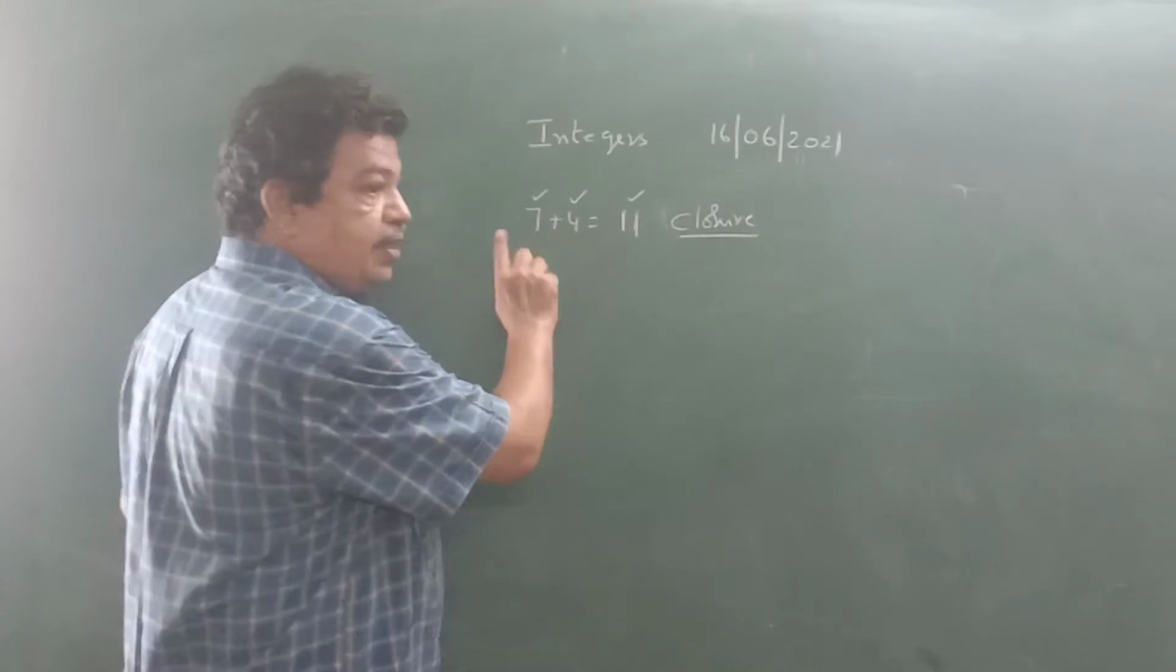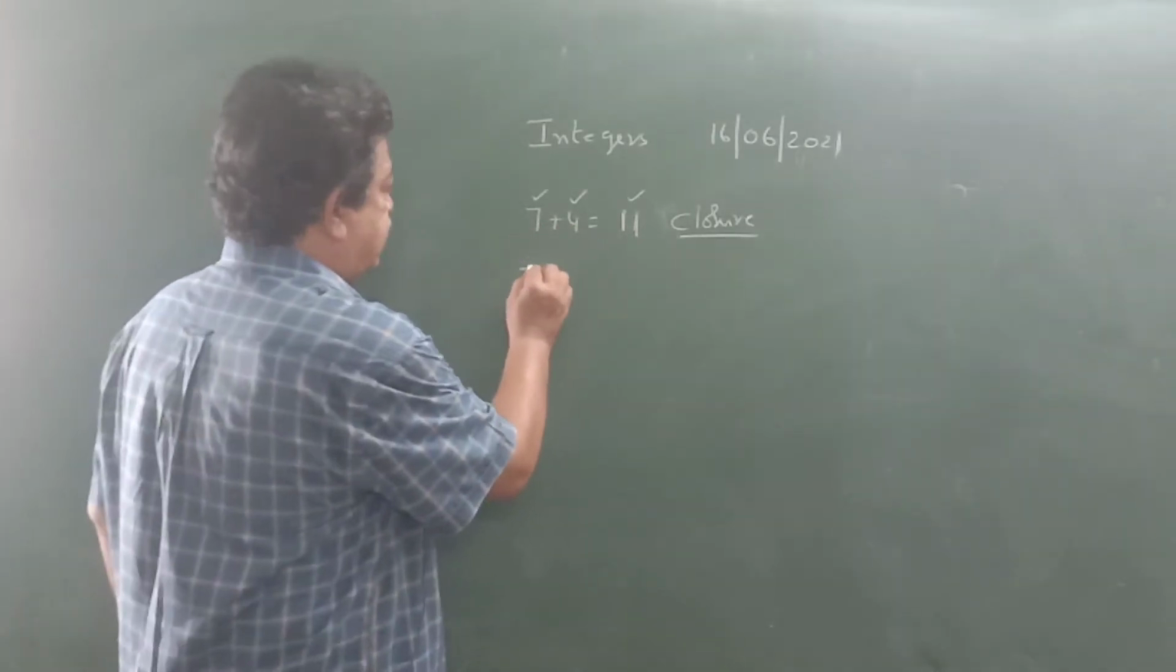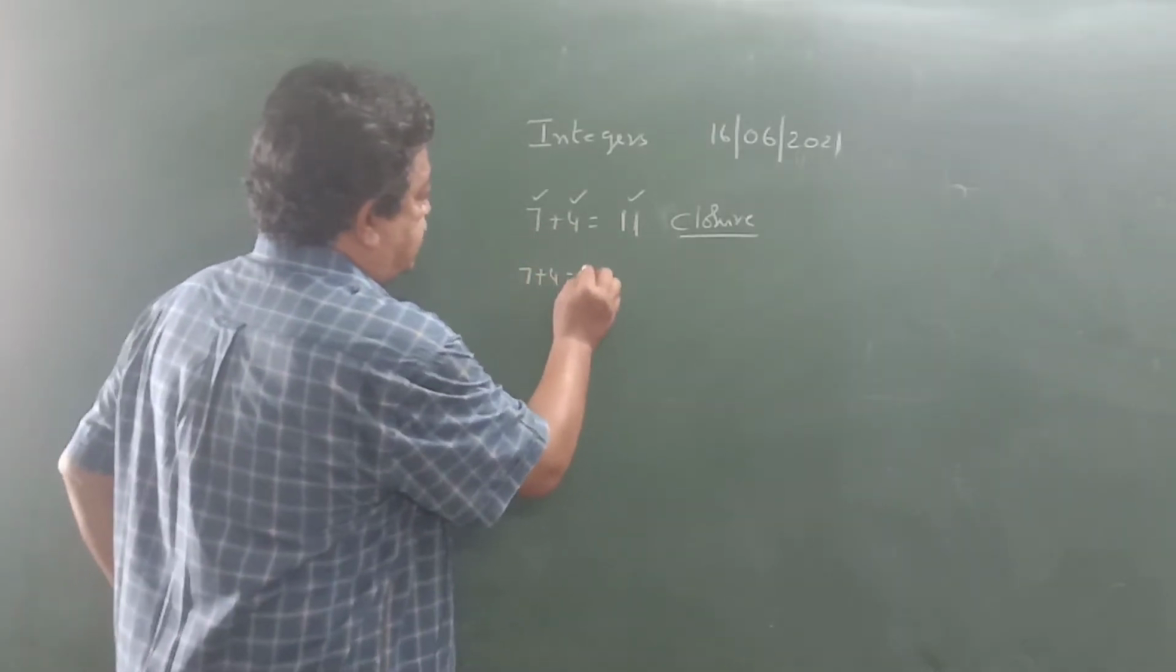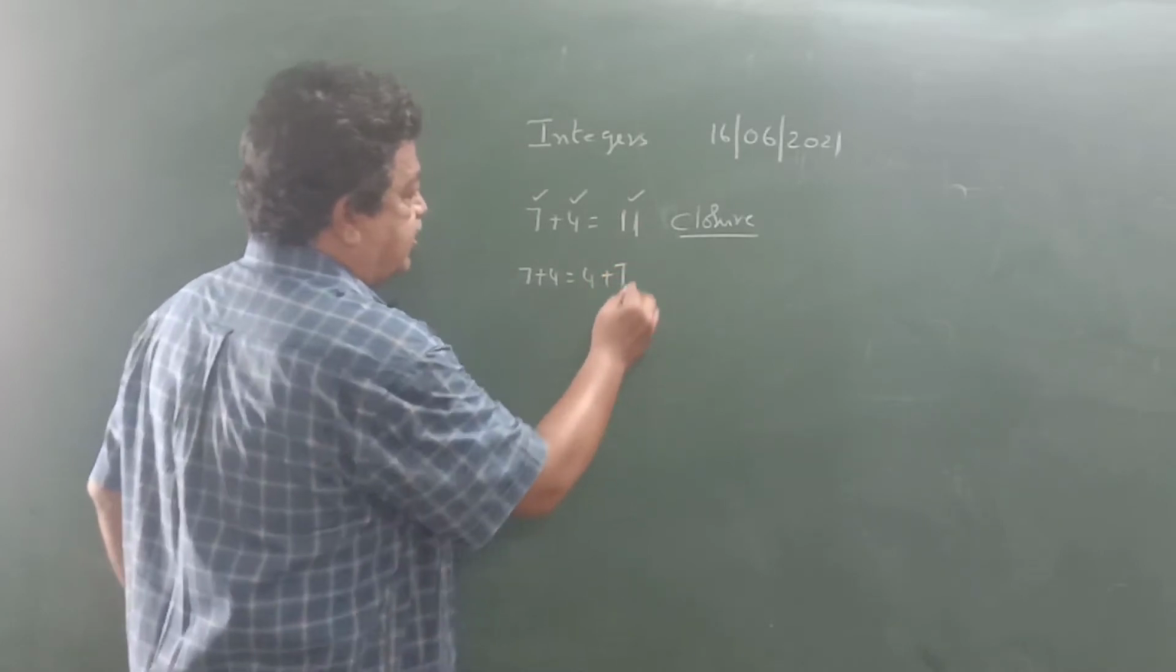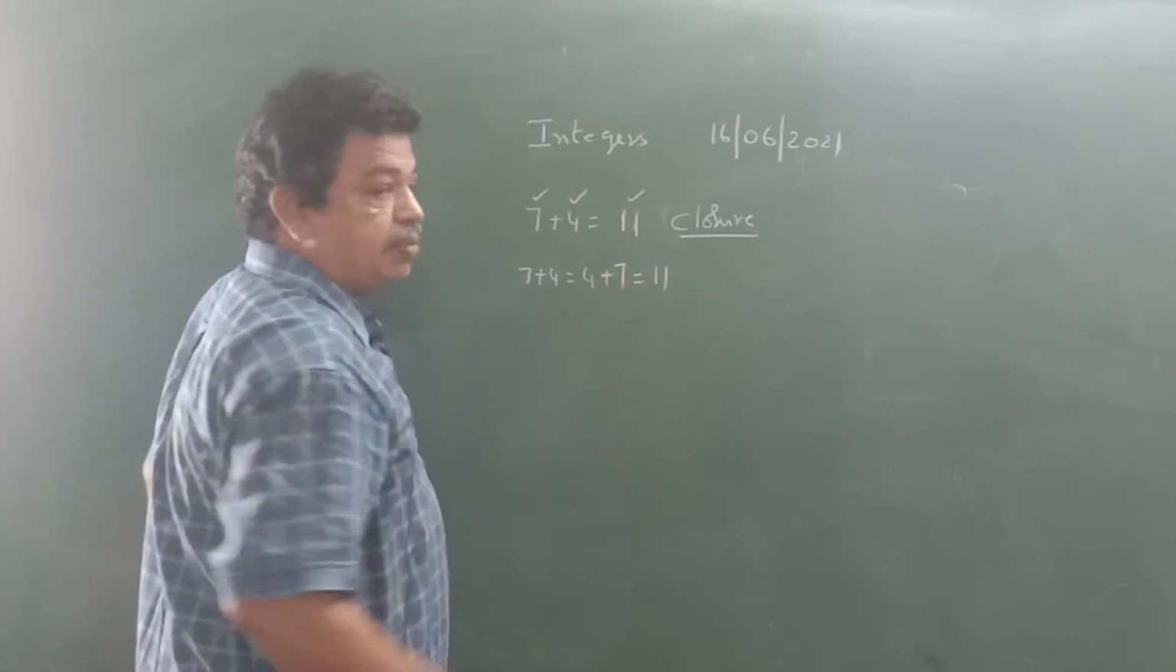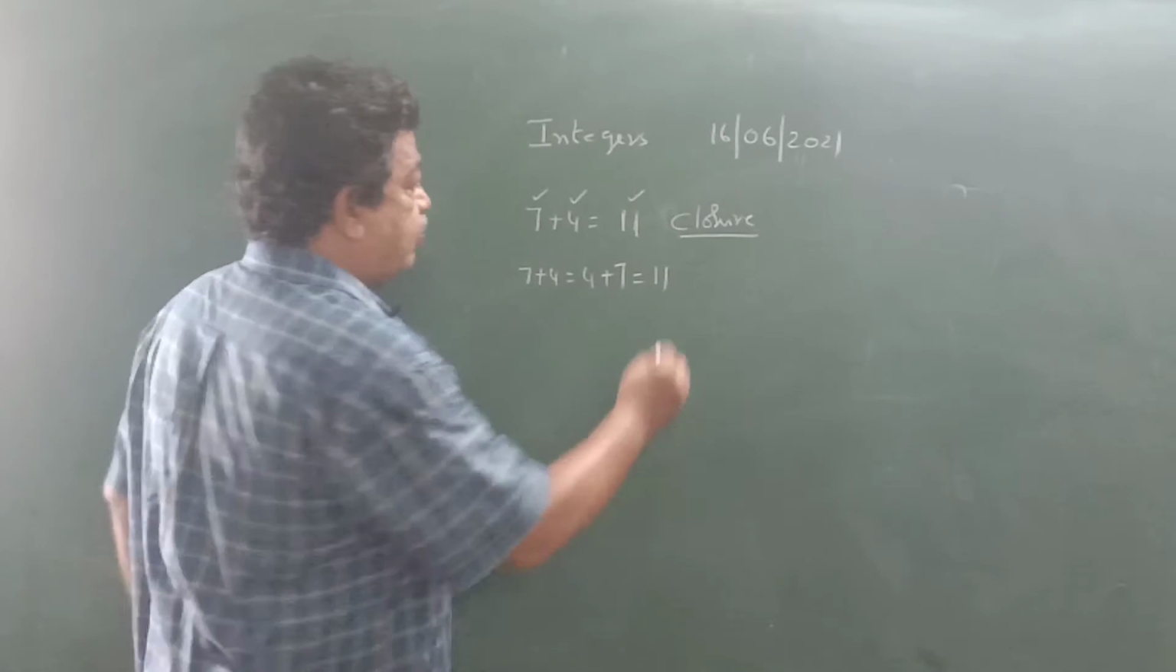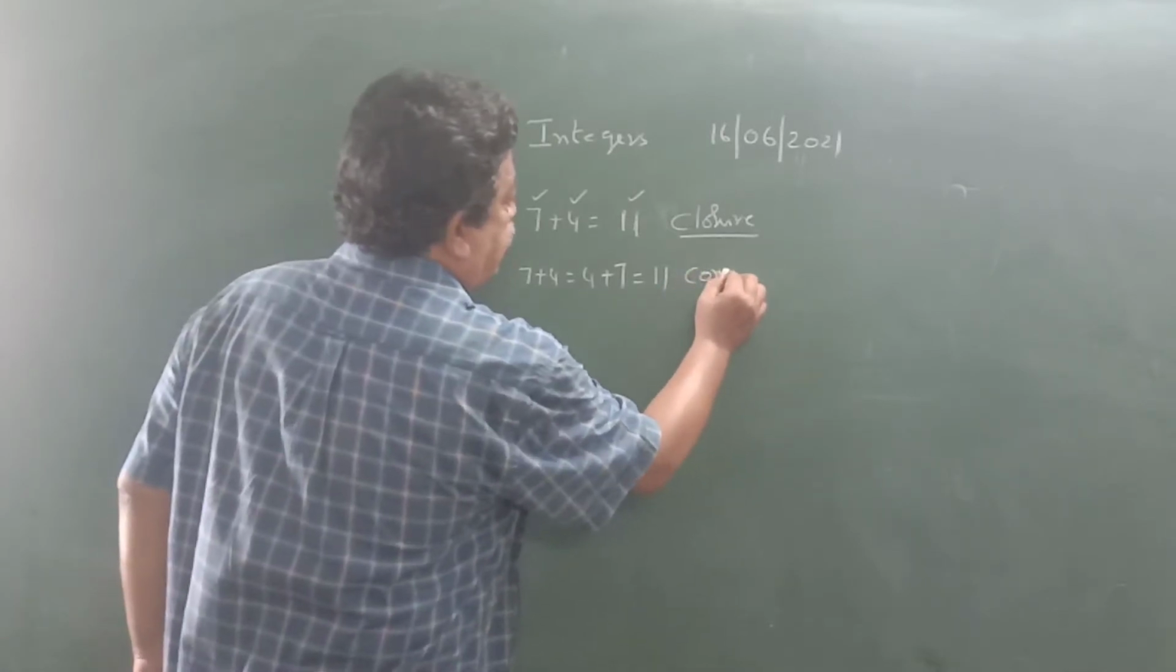You add the integers in any order. Say for example, 7 plus 4, you add in the order 4 plus 7. In both the orders, the sum is the same. What we call that property? Commutative.